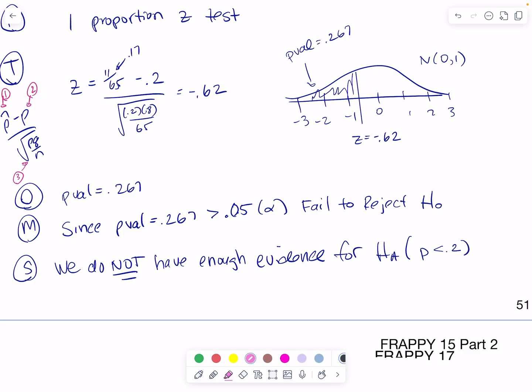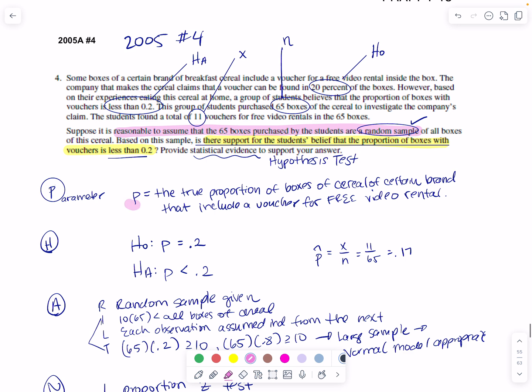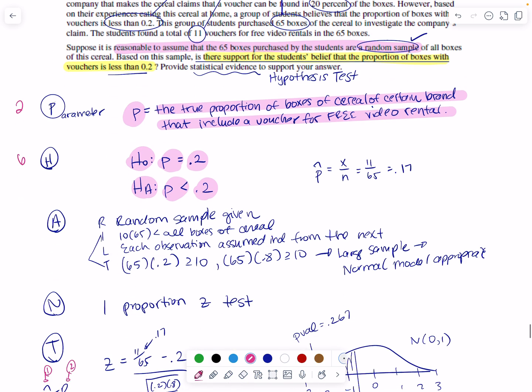So let's do the scoring. I'm going to have this score. First of all, do they have p equals? That's a point. Do they have this statement? And I'm going to say right or wrong, is the statement detailed? So that's going to be 2 points there for the p. For the hypotheses, do they have H0? Do they have p equals? And do they have 0.2? So that HA, p less than 0.2. So I'm going to say that's 6 points there.